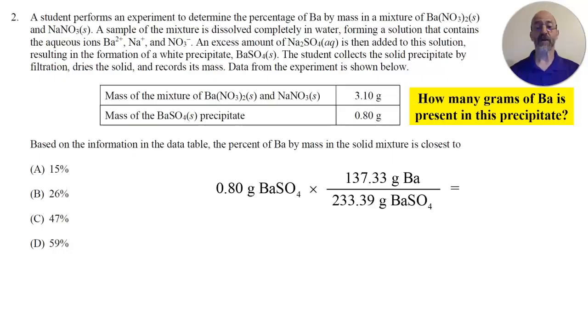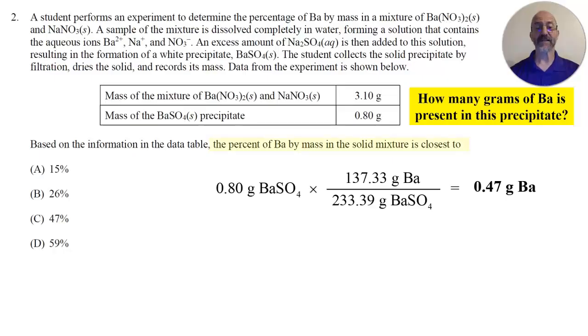So if we pick up our calculator, we start with the mass of the precipitate, which is 0.80 grams of BaSO4, and then multiply by 137.33, divide by 233.39, and this will tell us how many grams of barium are present in this precipitate. And so that works out to be 0.47 grams of barium.